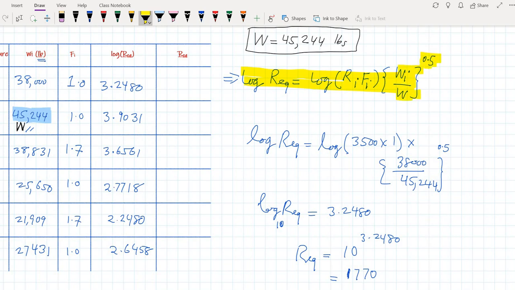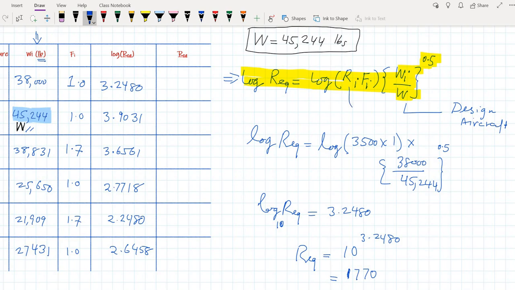So in this formula, Ri is the annual departures of the aircraft that we are considering. Fi is its conversion factor. Wi is the wheel load of the aircraft that we are considering, and this W is actually the wheel load of the design aircraft. This is actually the heaviest load. So if you look at this column, this is the heaviest value in this column. This heaviest value was 45,244 pounds. Okay, so let's put the values.